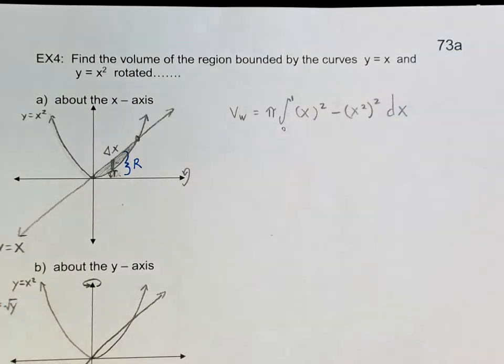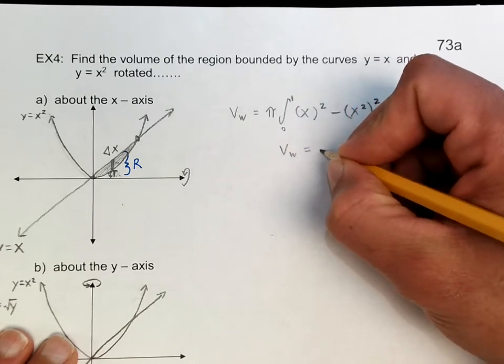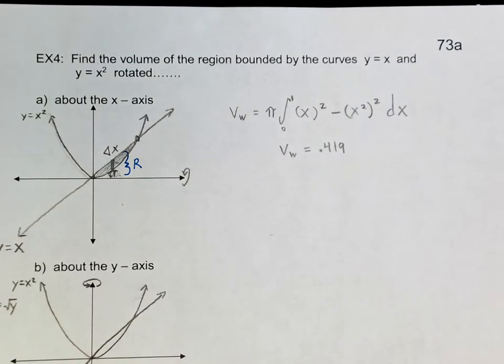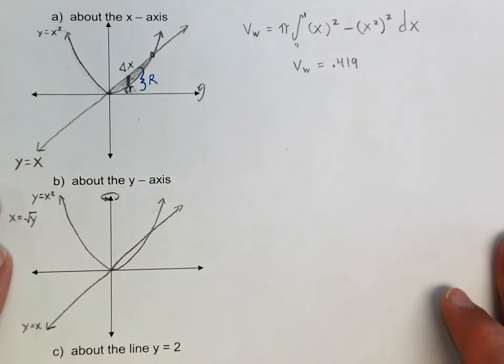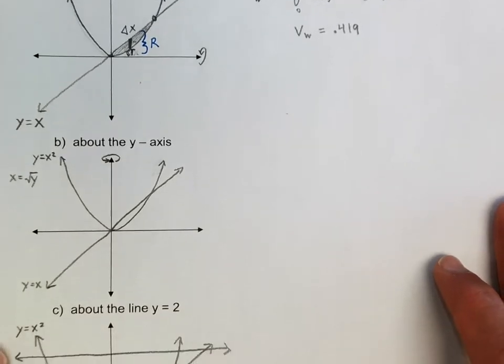And then if you plug this in the calculator, you get the volume of the washer is equal to 0.419. And again, if this gets a little too complicated for you, make sure and ask me. I don't really know how well you're going to understand this off of video, so make sure and ask me when you see me.